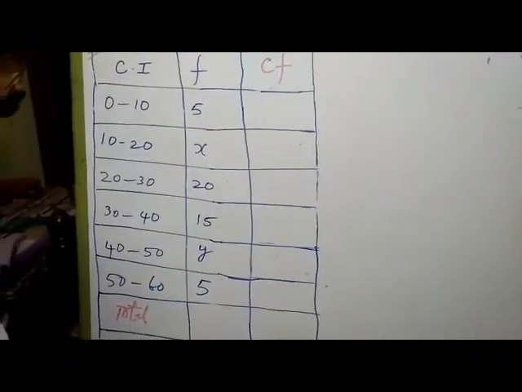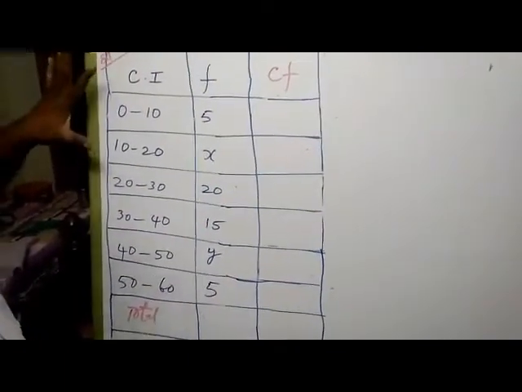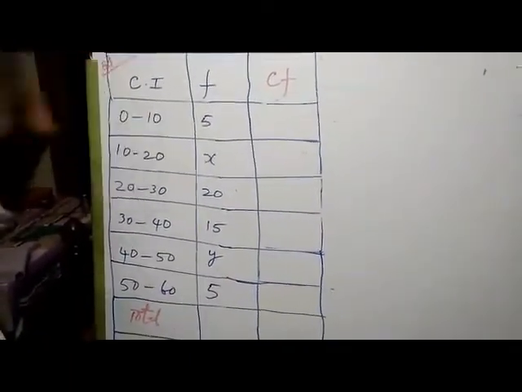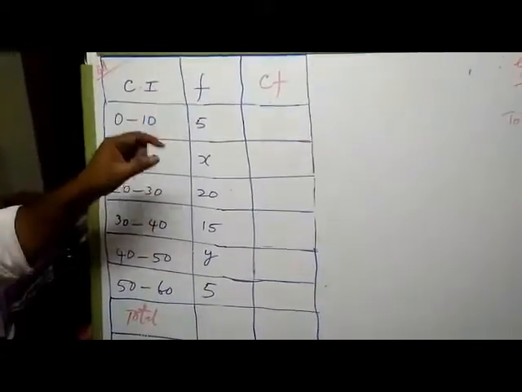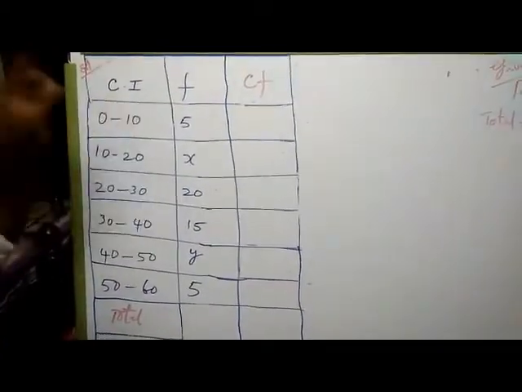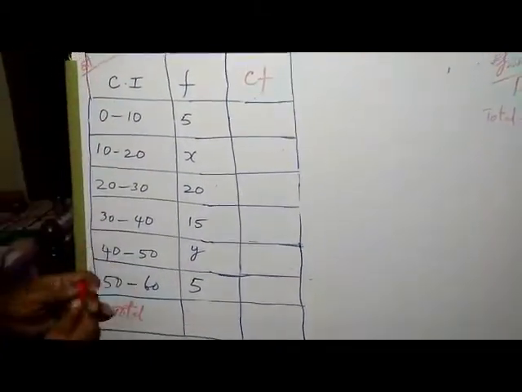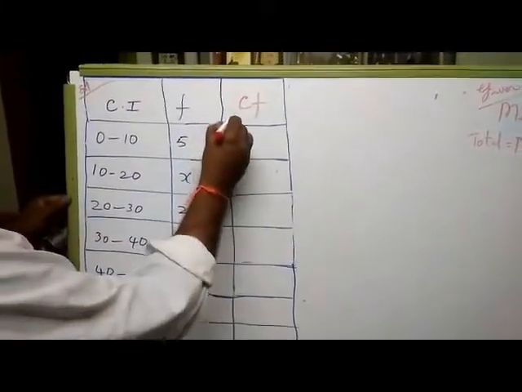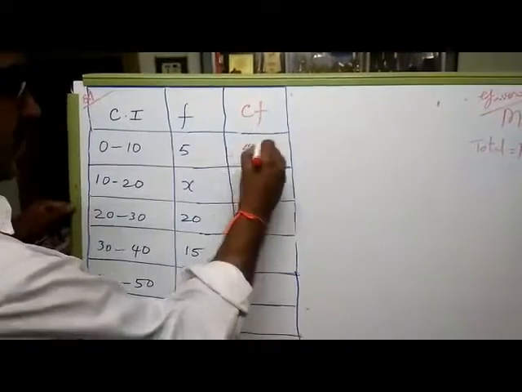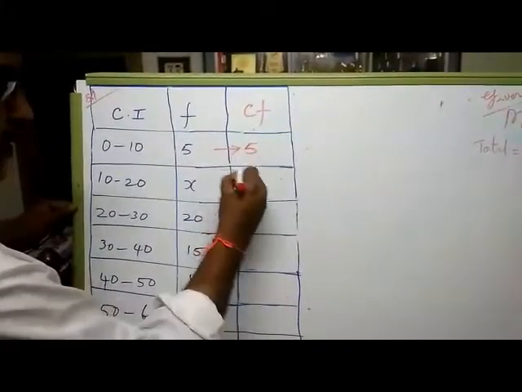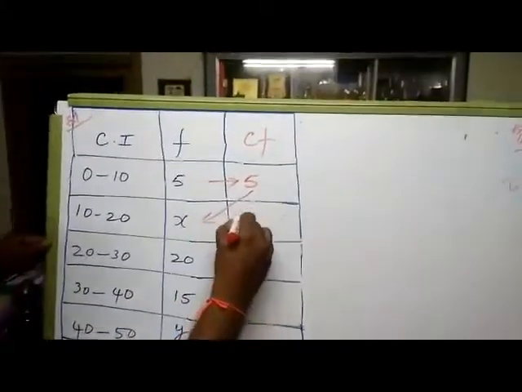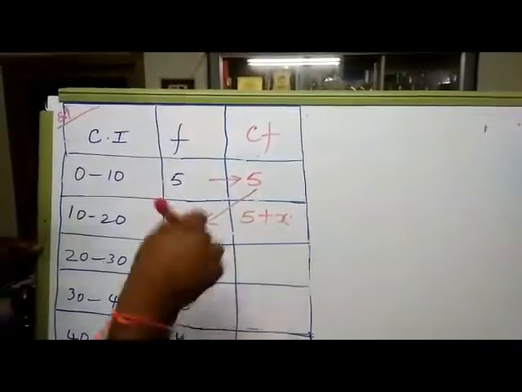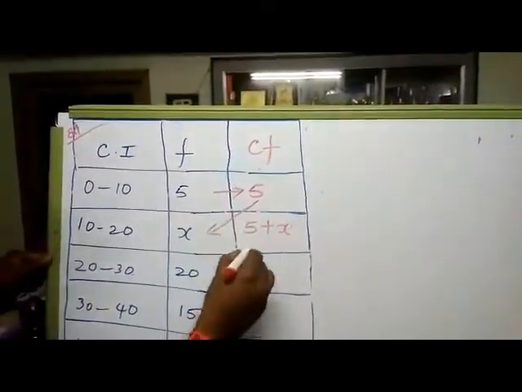This is the frequency distribution table. Class intervals and frequencies are given. We have to find the cumulative frequency, the less than type. Yesterday we already learned how to find it. For the first one, we write 5 only. Then 5 plus x.